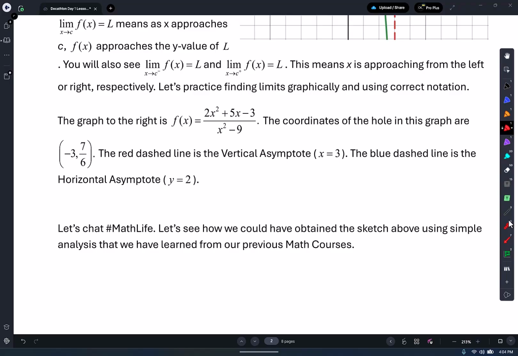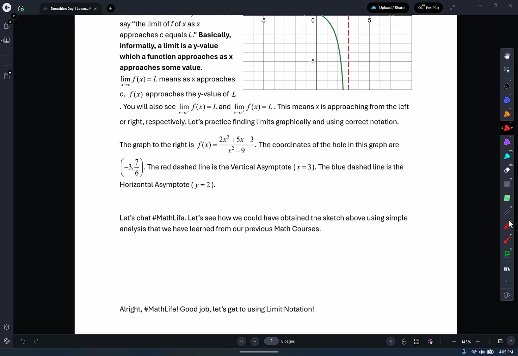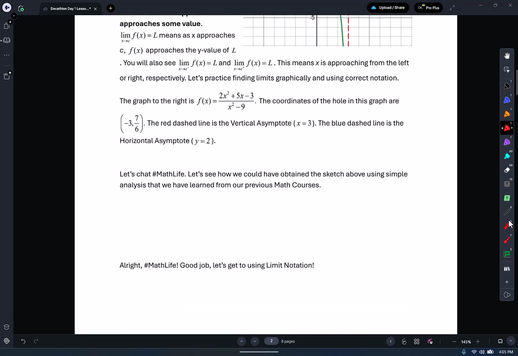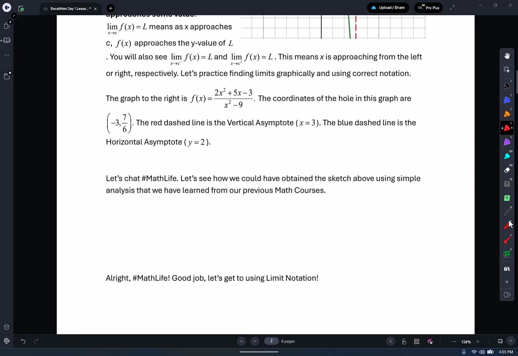The graph to the right is f of x equals 2x squared plus 5x minus 3 over x squared minus 9. The coordinates of the hole in this graph are -3 and 7 over 6. The red dashed line is the vertical asymptote x equals 3. The blue dashed line is the horizontal asymptote y equals 2. Let's see how we could obtain the sketch above using simple analysis that we have learned from our previous math courses.